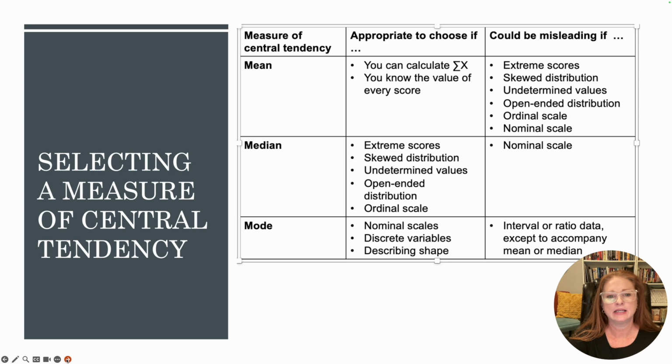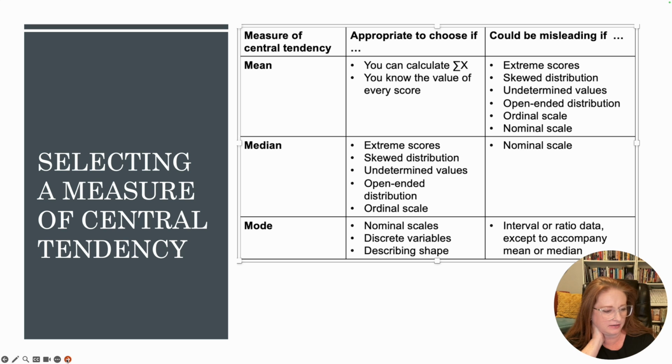Okay. How do you go about selecting the central measure of tendency that you're going to want to use? Okay, a couple things to do. Choose the mean if you can calculate sum of x and you know the value of every score. Stay away from choosing the mean if you have extreme scores, if you know you're going to get a skewed distribution, or if you're dealing with nominal or ordinal data. Go with mode if you're dealing with nominal data. Go with median if you know you have extreme scores.